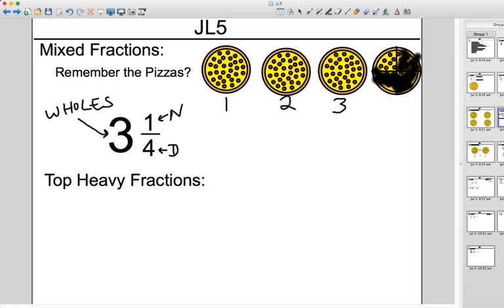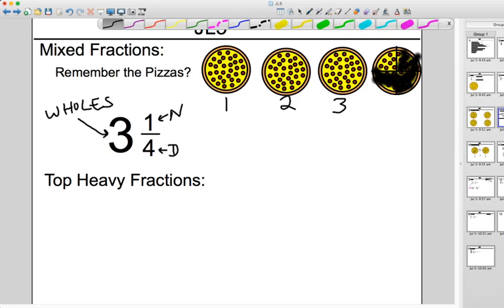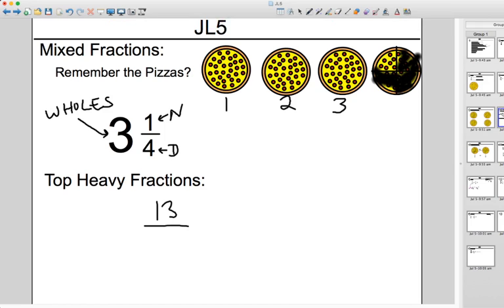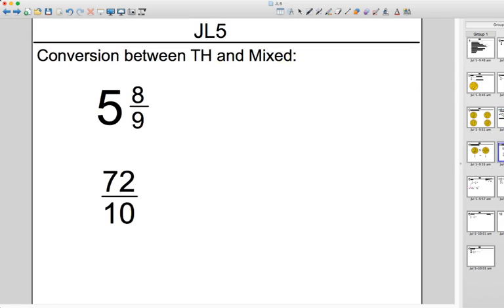That's mixed fractions. Top heavy fractions are ones where the number on the top is bigger than the denominator, hence being top heavy. Another way of describing these are improper fractions. How do we convert between the two?